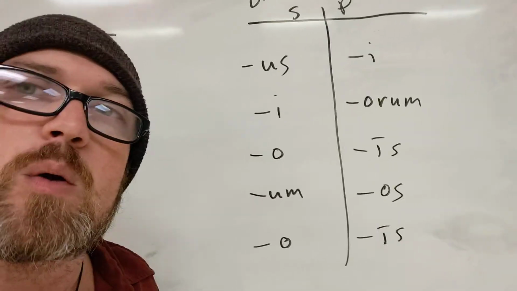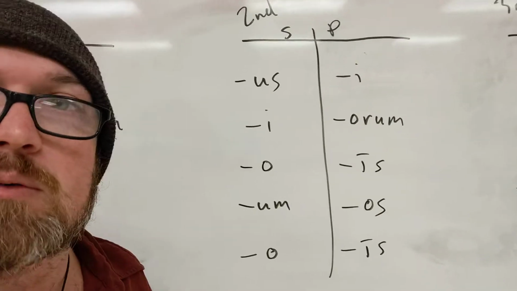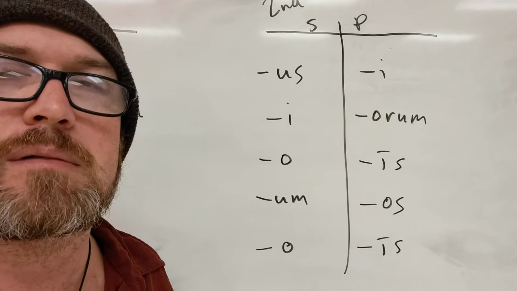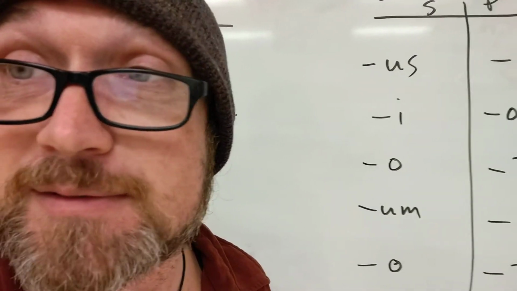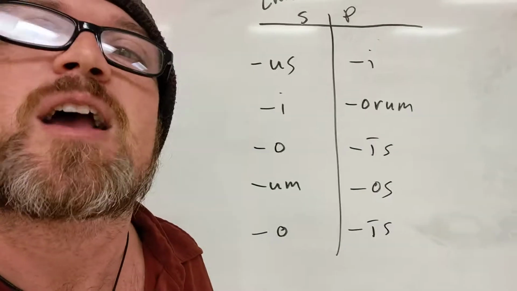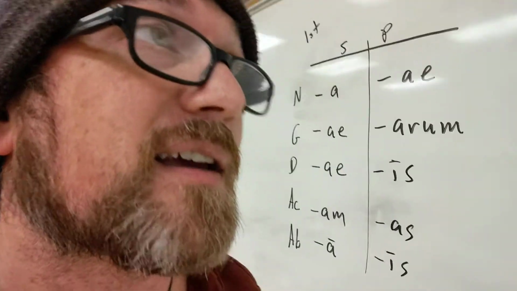Us, i, o, um, o, i, orum, is, os, is. Sorry, I don't want to start this video over. I got other stuff to do, so we're just going to take that mess up and roll. Us, i, o, um, o, i, orum, is, os, is. Yeah, flaws and all. You're getting it, flaws and all today.